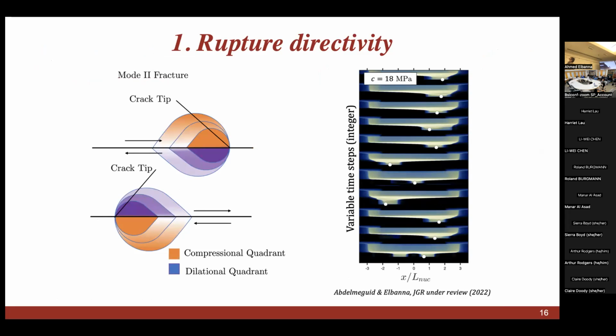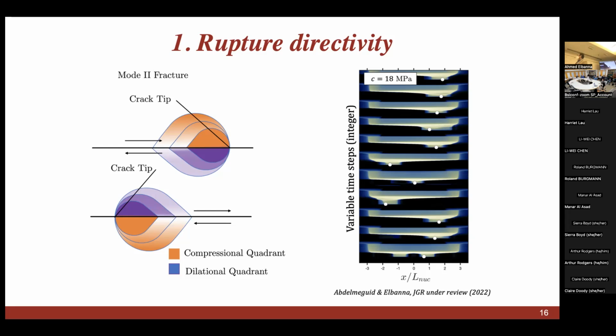One, of course, is rupture directivity. When you start having multiple earthquakes in the same sequence, some of them will propagate from left to right, and some of them will propagate from right to left. And although the sense of slip is the same, because of the direction of propagation, the tension and the compression quadrants will switch here. So this is one way to see this, and it only emerges when you start having these different cycles.